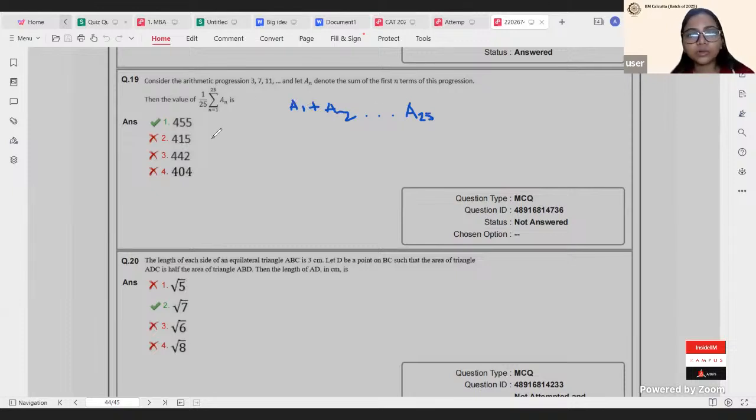So the sum of the first n terms of an arithmetic progression is n by 2 into 2a plus n minus 1 into d. It's pretty much plain and simple, formula based. n is 25, d is 4, and a is the first term, that is 3. So n by 2 into 2a plus n minus 1 into d.